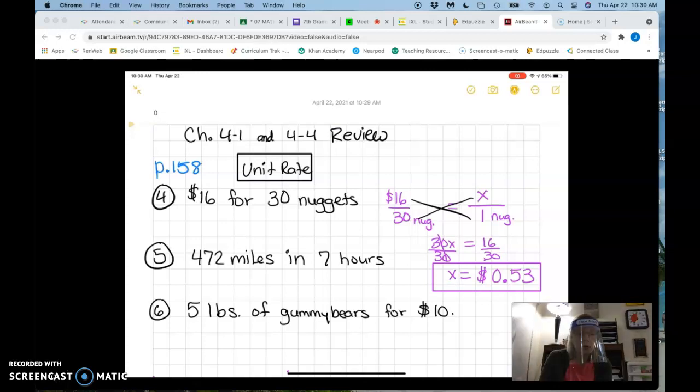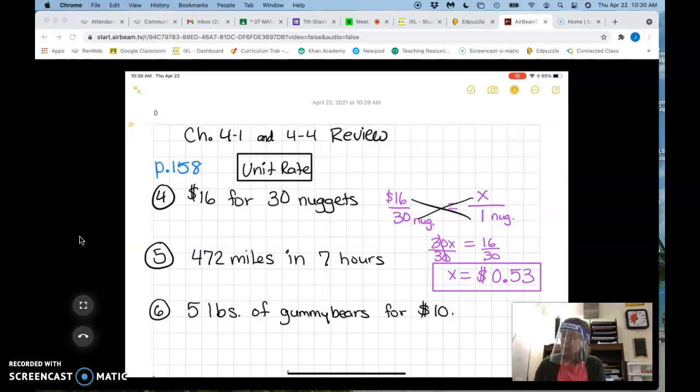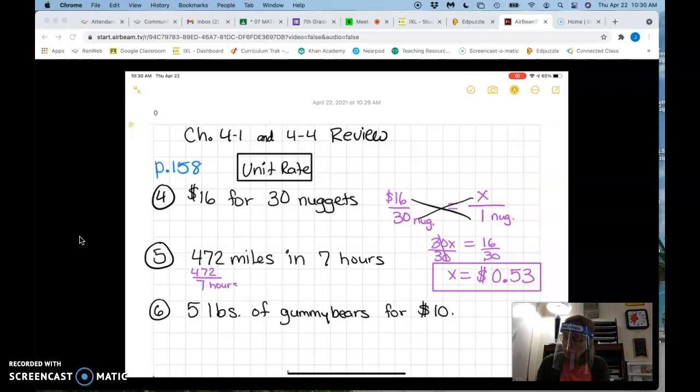That's our unit rate. So for number 5, if I drove 472 miles in 7 hours, how many miles did I drive in 1 hour? When you're doing unit rates, you want to write your units because you need to make sure that they're lined up. Miles have to be on the top, and hours have to be on the bottom. So let's solve this one yourself and then I'll be right back and you can see if you got the right answer.